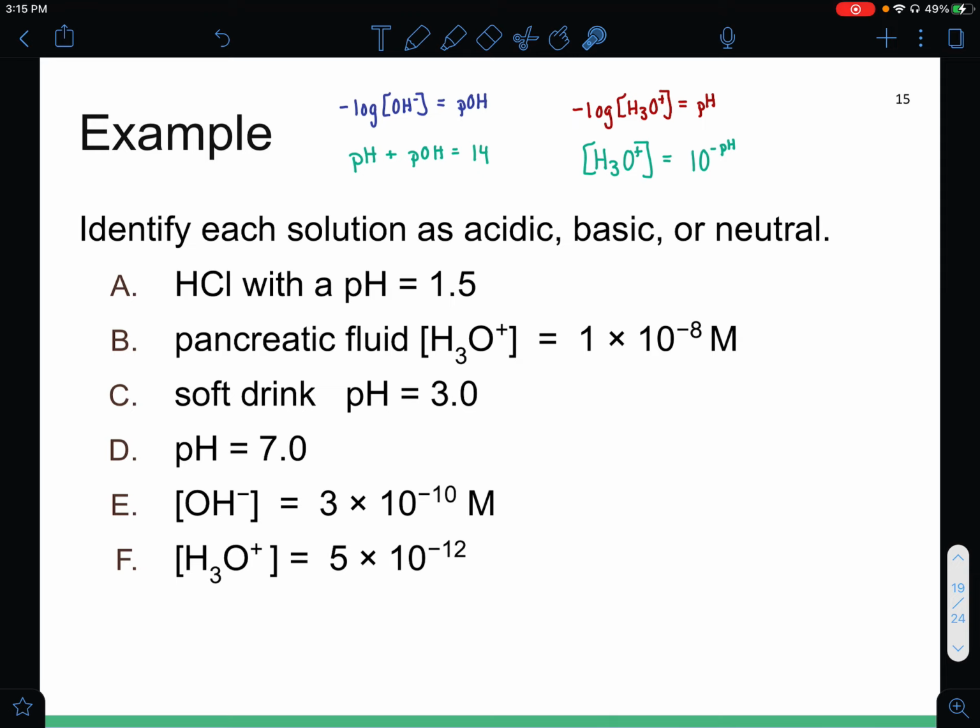I want you guys to pause the video and I want you to try identifying if these are acidic, basic, or neutral solutions. And I wrote some hints up here at the top. And don't forget that you do need to use your calculator for these. If you are finding the pH to see if it is acidic or basic, you first need to find the pOH, and you'll have to plug it into this formula to figure out what the pH is, and then compare it to the pH scale. When you're ready for the answers, press play.